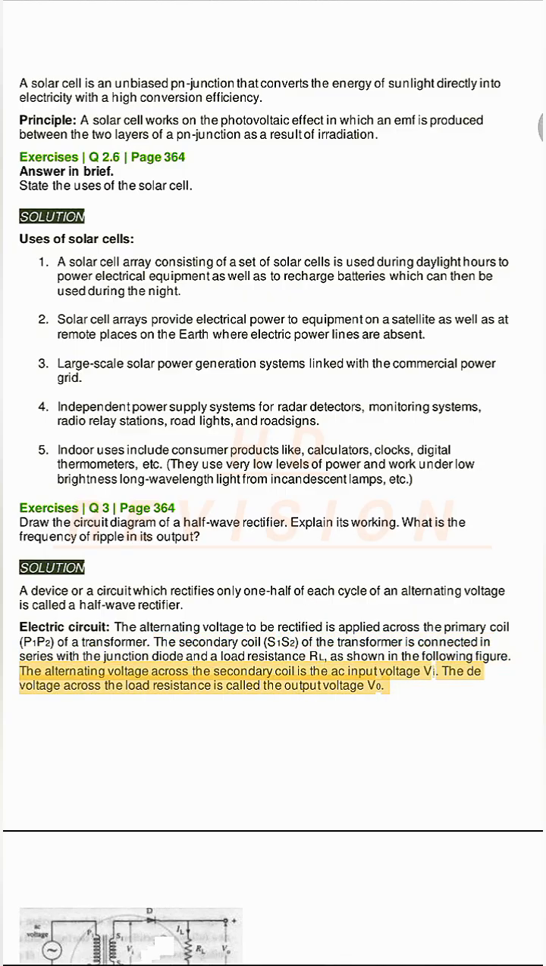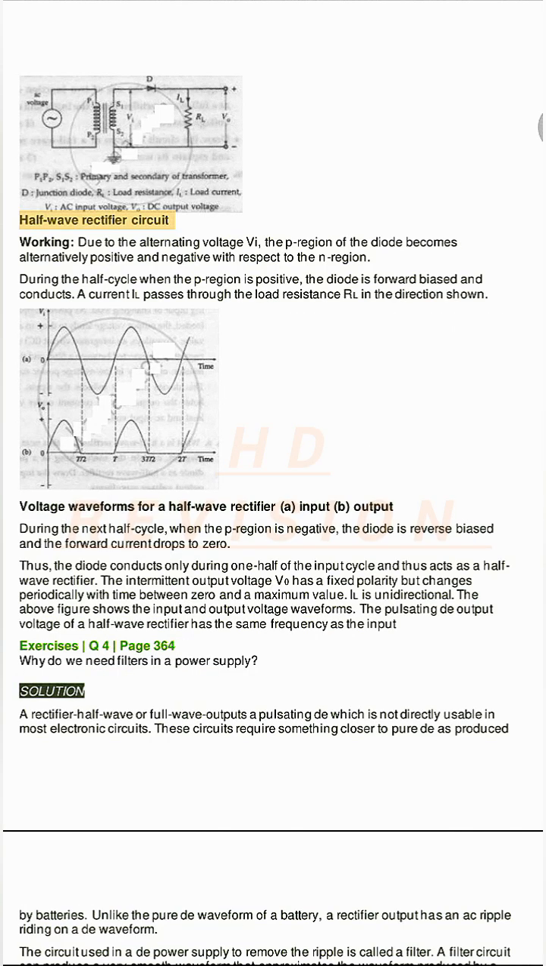The alternating voltage across the secondary coil is the AC input voltage V. The DC voltage across the load resistance is called the output voltage V0. Half-wave rectifier circuit. Working. Due to the alternating voltage V, the P region of the diode becomes alternatively positive and negative with respect to the N region.